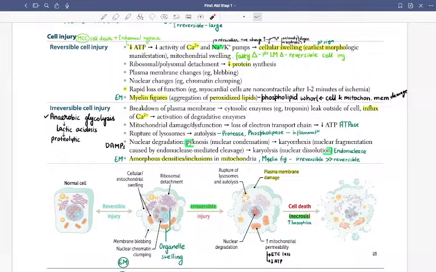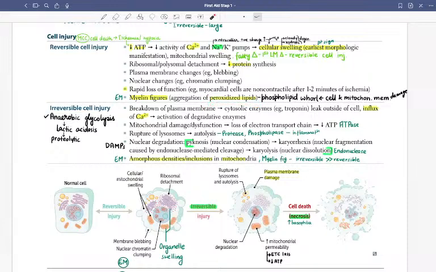So the first sign is cellular mitochondrial swelling. Fatty change is the first sign on light microscopy. Next, ribosomes obviously detach, so that's why there's less protein synthesis. In the plasma membrane, we have blebbing. Nuclear changes: chromatin clumping. Rapid loss of function: the myocardium is non-contractile after 1 to 2 minutes of ischemia. Then myelin figures on electron microscopy. We have peroxidized lipids, important.